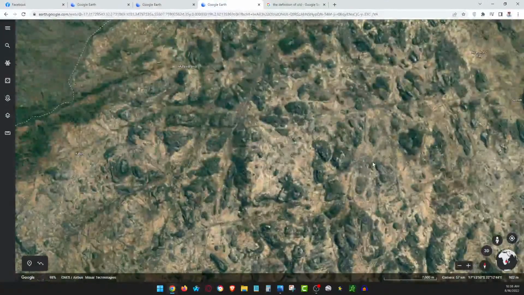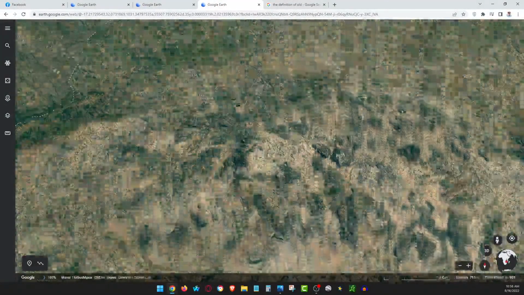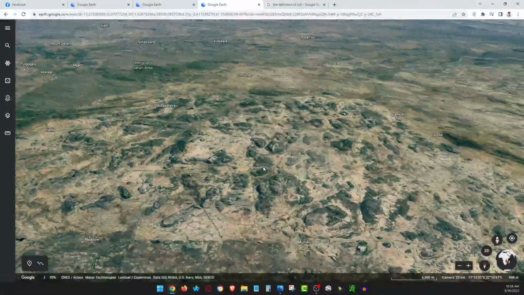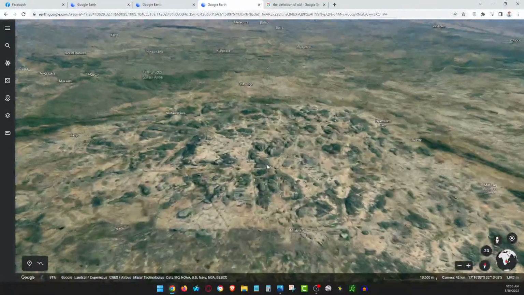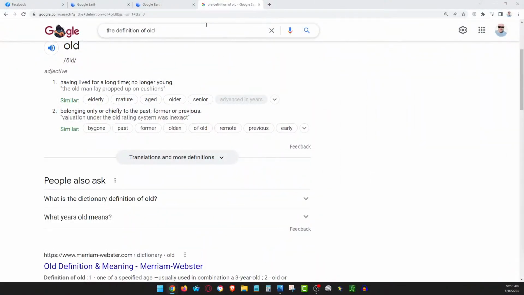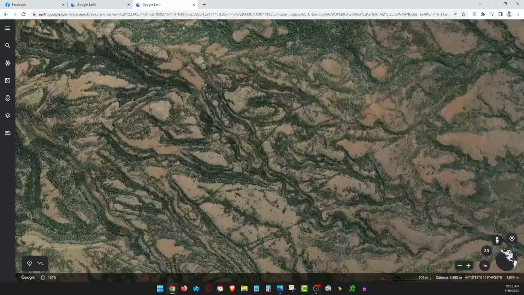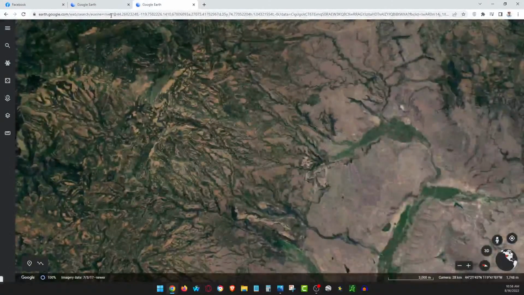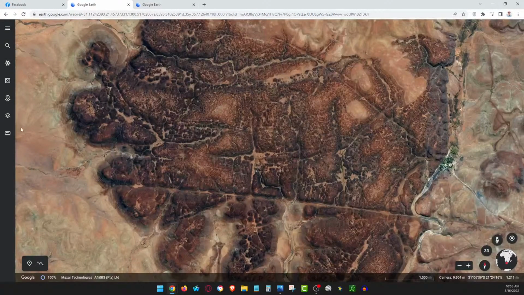Oh, that's an interesting one. I've never actually seen that one before. That's great. I almost want to open up a new picture. Leave that one alone for later. What's this one? Old. The definition of old. You know, these mountains, you get old ones and new ones. Now I'm going to show you the ones that I found.